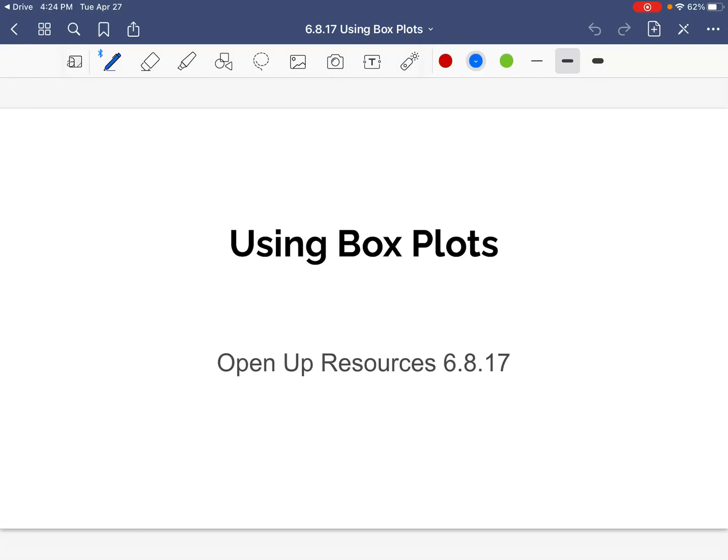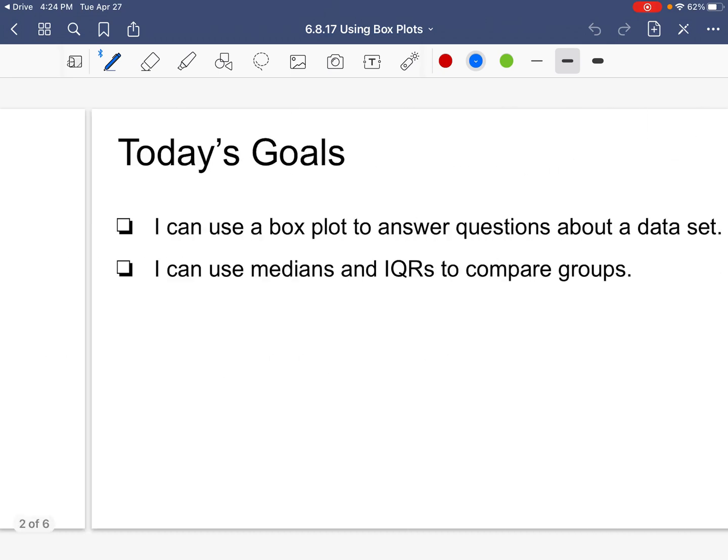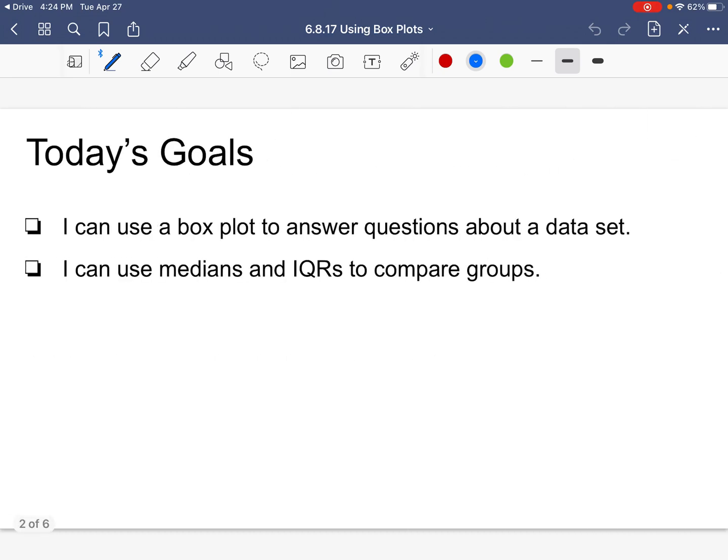Welcome to today's lesson, which is about using box plots to analyse data. The goals of today's lesson are that you can use a box plot to answer questions about a data set, and you can use medians and interquartile range to compare groups.